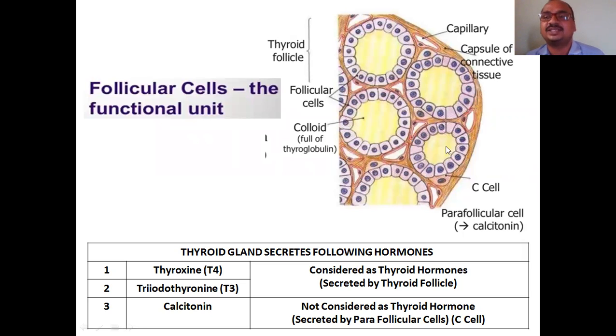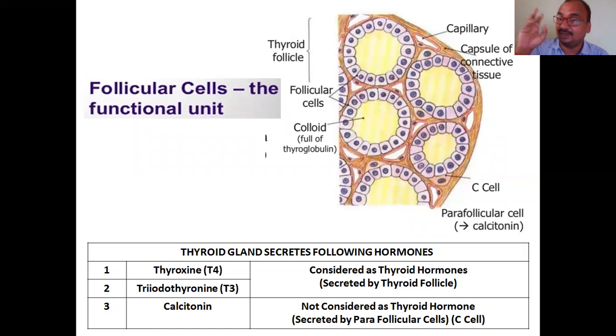See my cursor. This is the entire structure of the thyroid gland. Here the important part is the follicular cells. You can see follicular cells here: 1, 2, 3, like this. All these are the follicular cells. The follicular cell is very important. It is called the functional unit, not the structural unit.